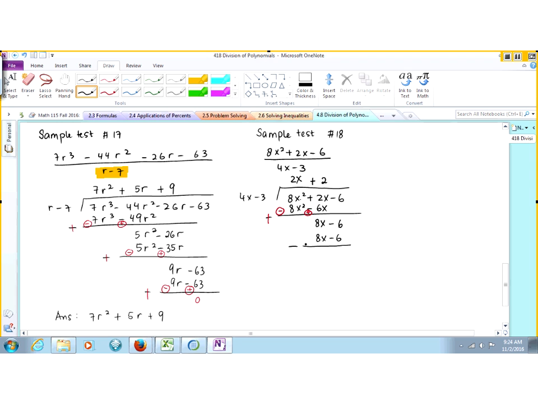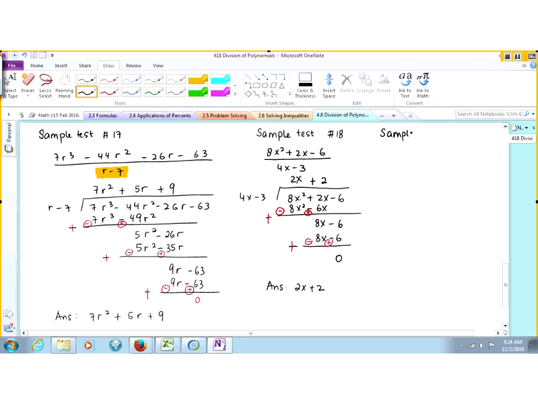Instead of subtracting, add with the opposite. Yes. Is this 0 here? Okay. Oh, I don't have remainder, do I? The last one? I don't think so. No. So, what is my answer? 2x plus 2. Yes. Now, the last one.